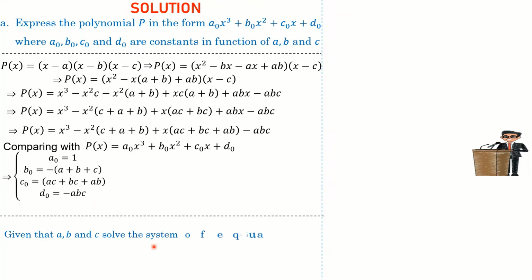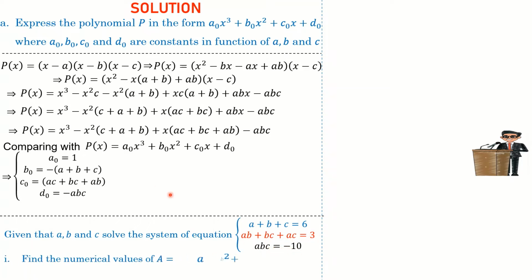Now the b part of the equation, we have an instruction. Given that a, b and c solve the system of equations a plus b plus c equal to 6, ab plus bc plus ac equal to 3 and abc equal to negative 10. Now Roman 1 is asking us to find the numerical values of A, which is a squared plus b squared plus c squared, and B, which is 1 over a plus 1 over b plus 1 over c, without calculating the values of a, b and c.